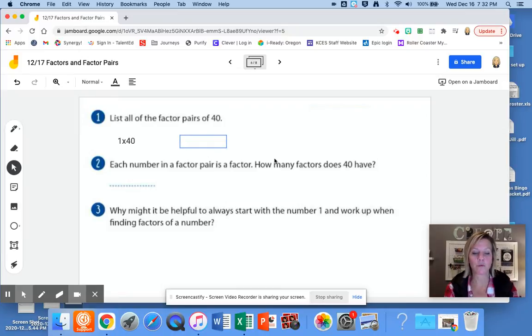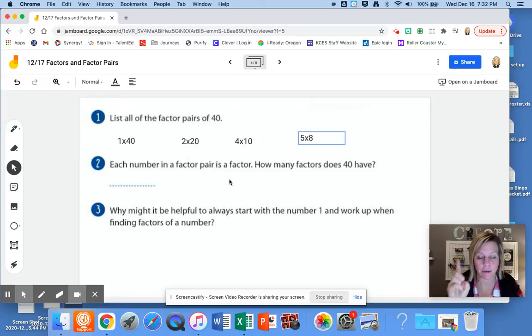Okay, so if you wrote down 2 times 20, great job. If you wrote down 4 times 10, great job. And then there was one more factor pair, and that last factor pair is 5 times 8. Okay, those are the factor pairs of 40. So each number in a factor pair is a factor. Remember, I started out by saying a factor is a single number and a factor pair is 2. So each number in a factor pair is a factor.